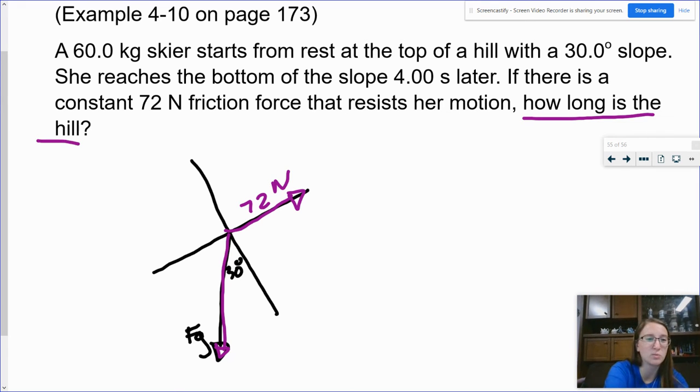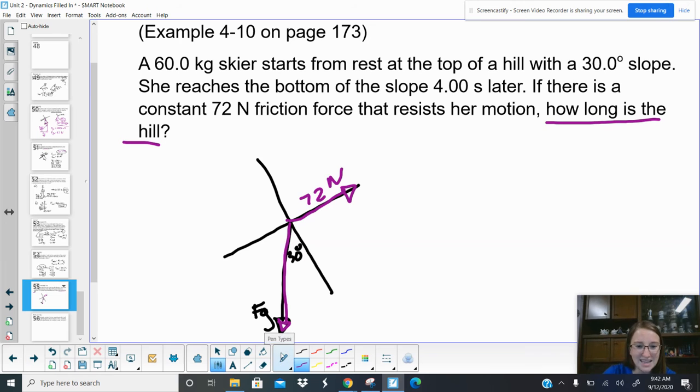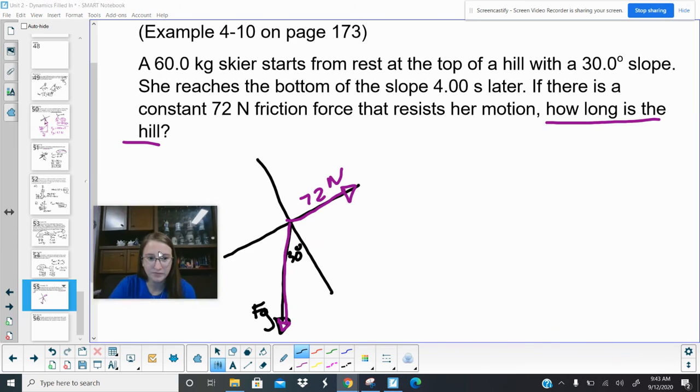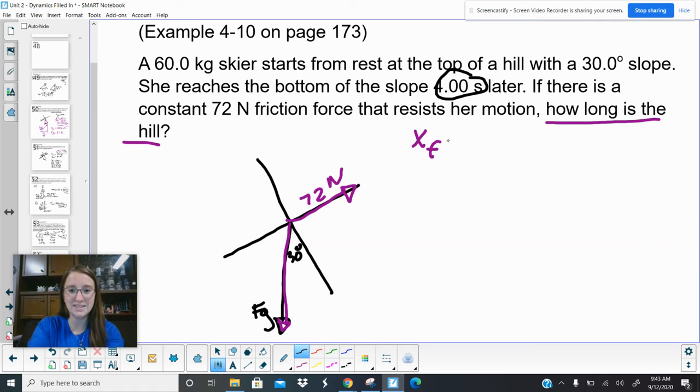Ooh, so we're going to kind of work our way backwards from this, guys. If they are asking how long the hill is, that's going back to our kinematics. How long the hill is, what is the distance traveled? And hey, look, we have time. So since we have time and we're trying to find distance traveled, here's our end goal. Our end goal is the position formula.